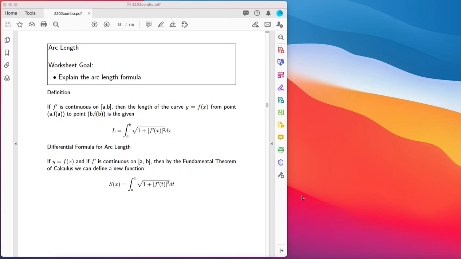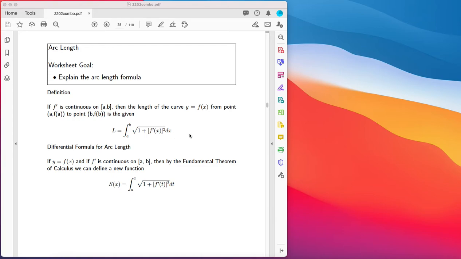The arc length formula is defined in this way: if f prime is continuous on the given interval a to b, then the length of the curve y equals f of x from the point (a, f(a)) to the point (b, f(b)) is given by this integral, from a to b of the square root of 1 plus the derivative of f squared, dx.